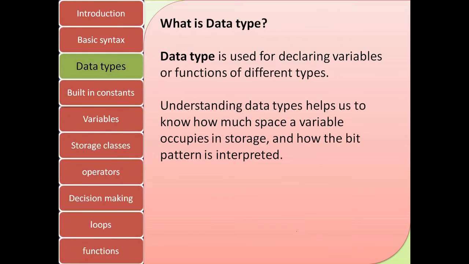So first, what is data type? Data type is used for declaring variables or functions of different types. Understanding data types helps us to know how much space a variable occupies in storage and how the bit pattern is interpreted. If the right data type is not specified, it will cause the following problems.